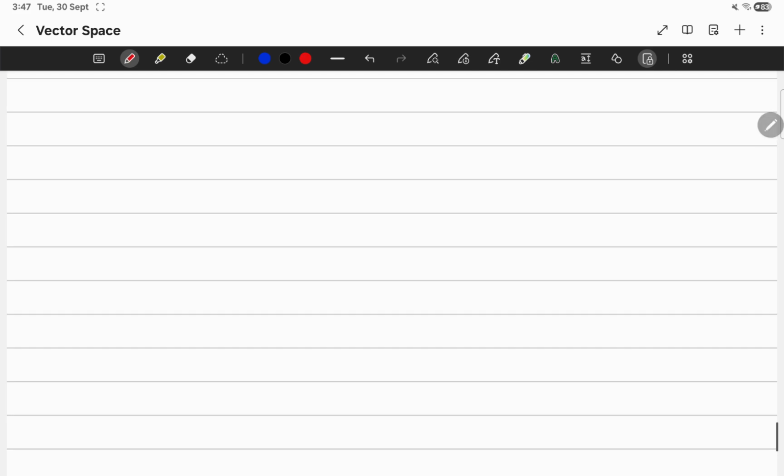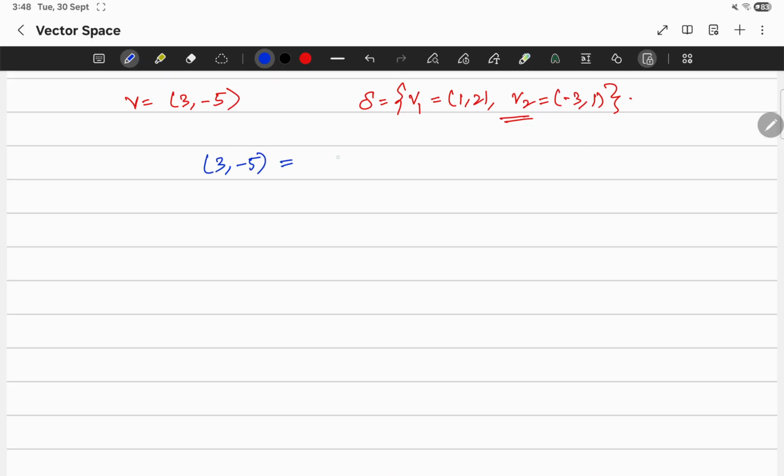Similarly, you will find questions like this. If v is given as (3, minus 5), express this as a linear combination of the vectors. The vectors will be, let's say, S is equal to v1 is (1, 2), v2 is equal to (minus 3, 1). So these are in two dimensions. If you have to express it, what will you do? For (3, minus 5), you have to write alpha 1 v1 plus alpha 2 v2. So alpha 1 times (1, 2) plus alpha 2 times (minus 3, 1).